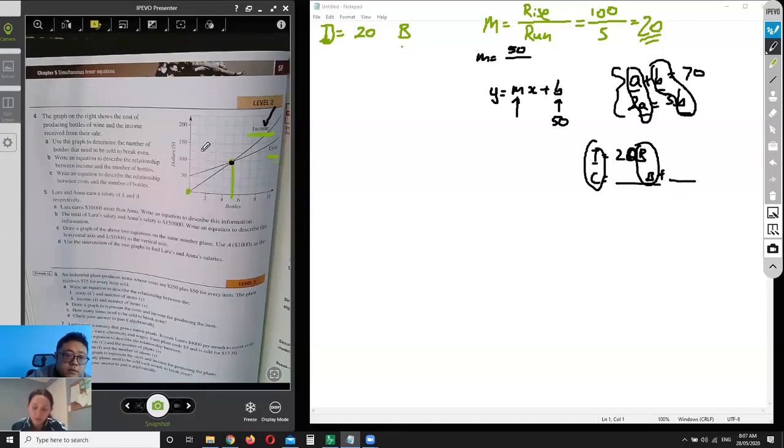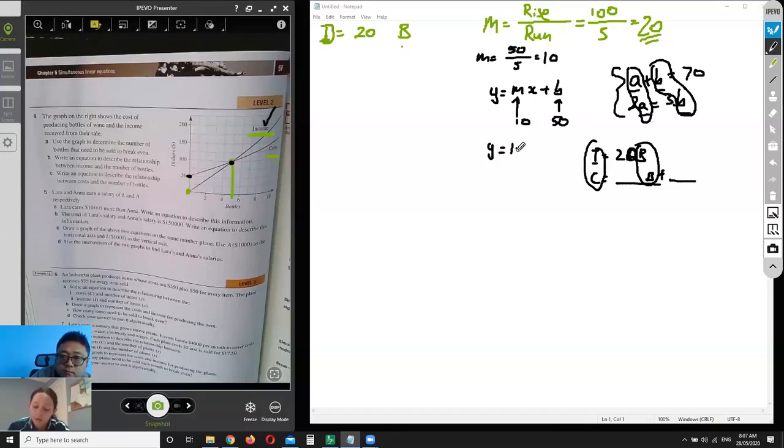No, well, in this situation, your rise is from 50 to 100, so 50. Yep. And then the run is 5. Yes, that's right. So 50 over 5 is 10. 10, good.